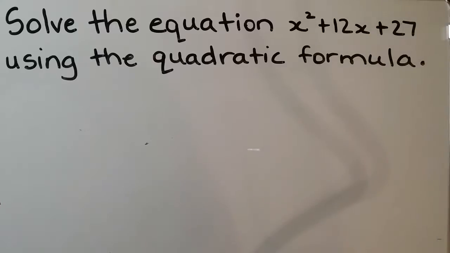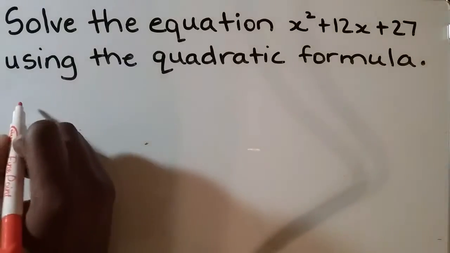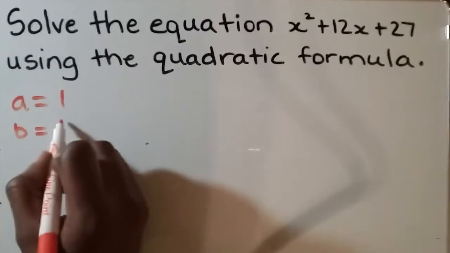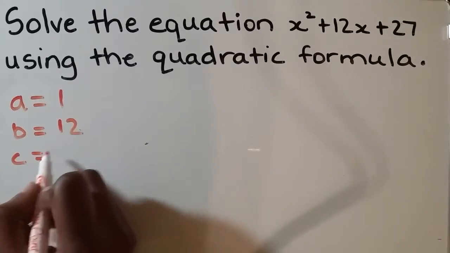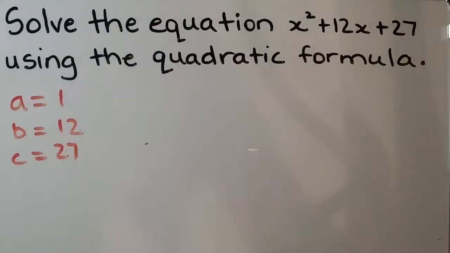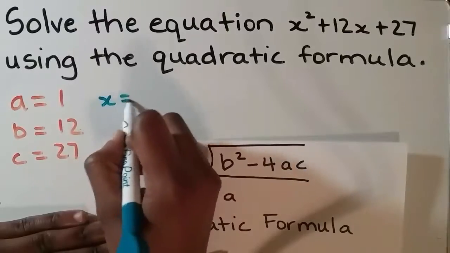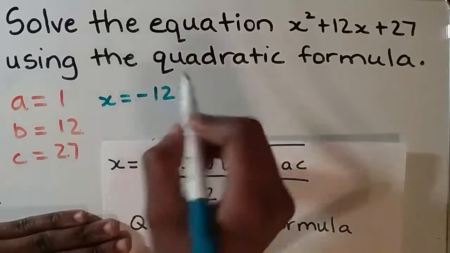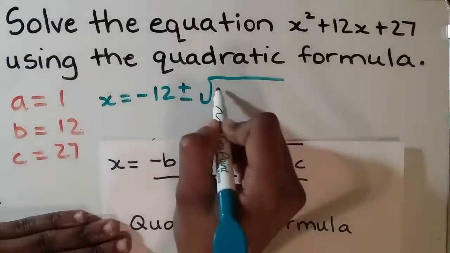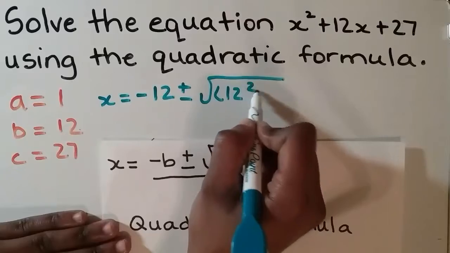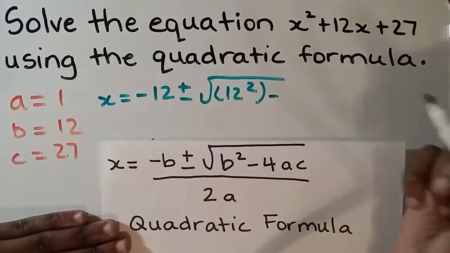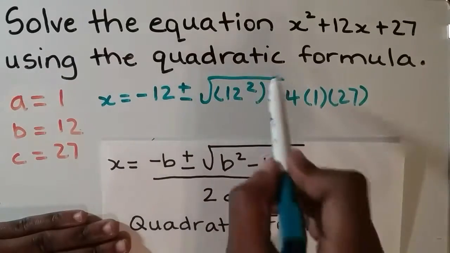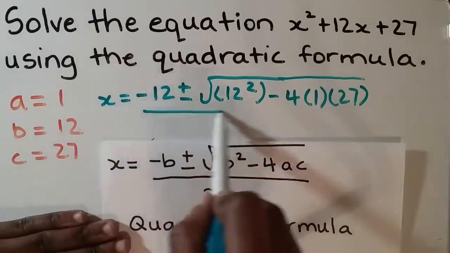We're being asked to solve the equation x squared plus 12x plus 27 using the quadratic formula. a is equal to 1, b is equal to 12, and c is equal to 27. In reference to the quadratic formula, whenever we see a, we're going to replace that with 1. Whenever we see b, we're going to replace it with 12. And whenever we see c, we're going to replace it with 27. When we do that, we get x is equal to negative 12 plus or minus the square root of 12 squared minus 4 times 1 times 27, and all of that over 2 times 1.